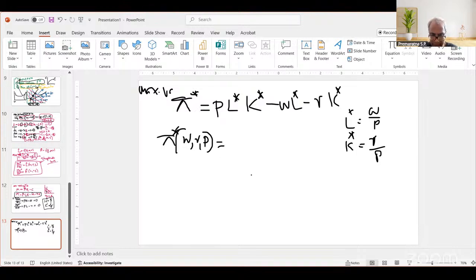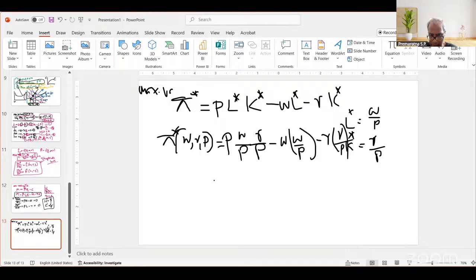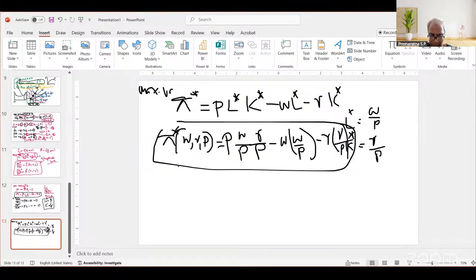Then here P times the term in W, P, and R, minus here the W L star, W P, here R. Now here you can get the maximum. We simplify, you get the maximum profit function.